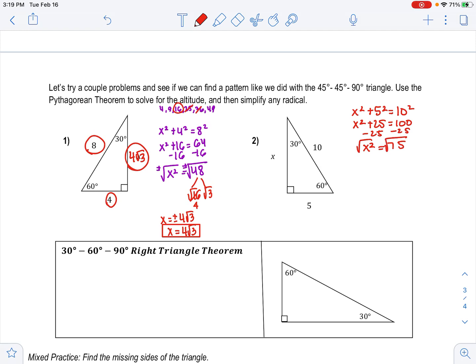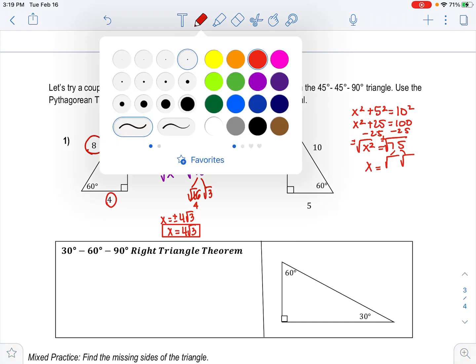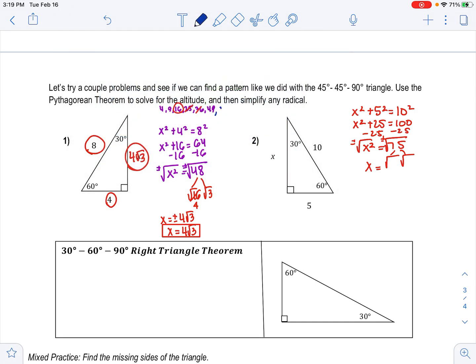Subtract 25 from both sides. x squared equals 75. Square root. I know that I should be doing plus or minus every single time, but I'm only going to get a positive answer, so let's just write down our positive answer right away.